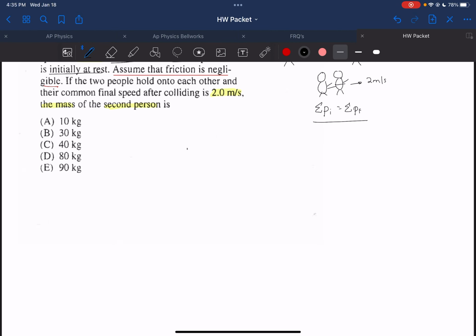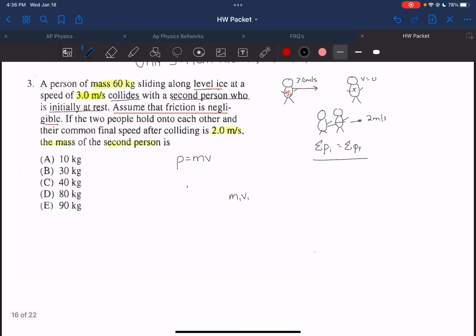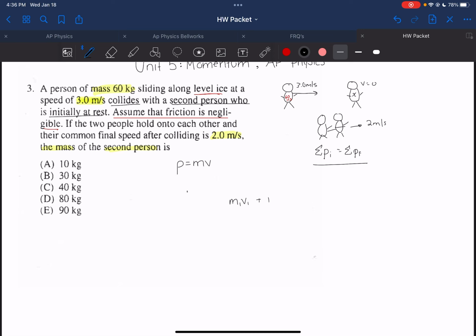Momentum is P equals mv. So initial is going to be m1v1 for the first person plus m2v2, these are all the initials, which is equal to m1 plus m2 times v final, because they're going to hold on to each other and have a common final speed, which means you can factor out the velocity because they're the same. So let's go ahead and solve for it.